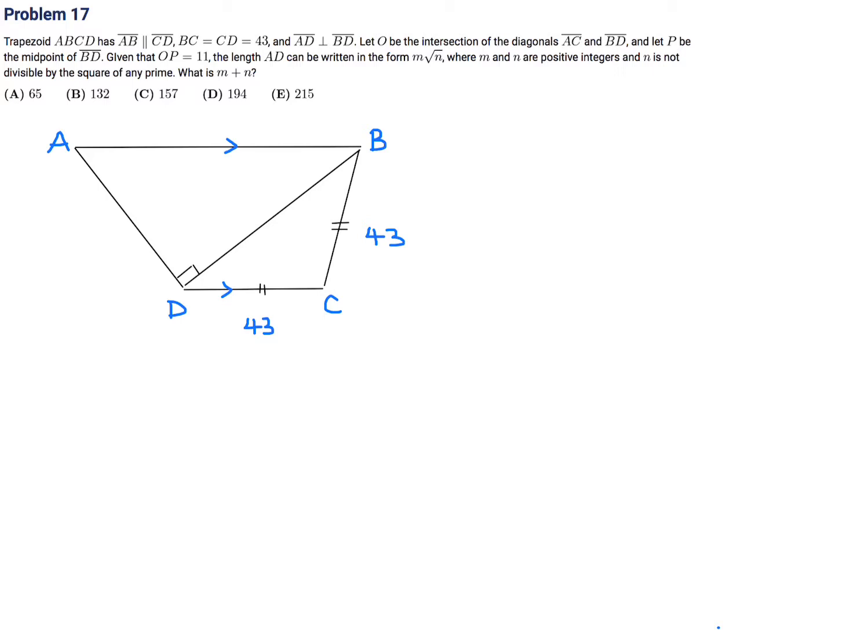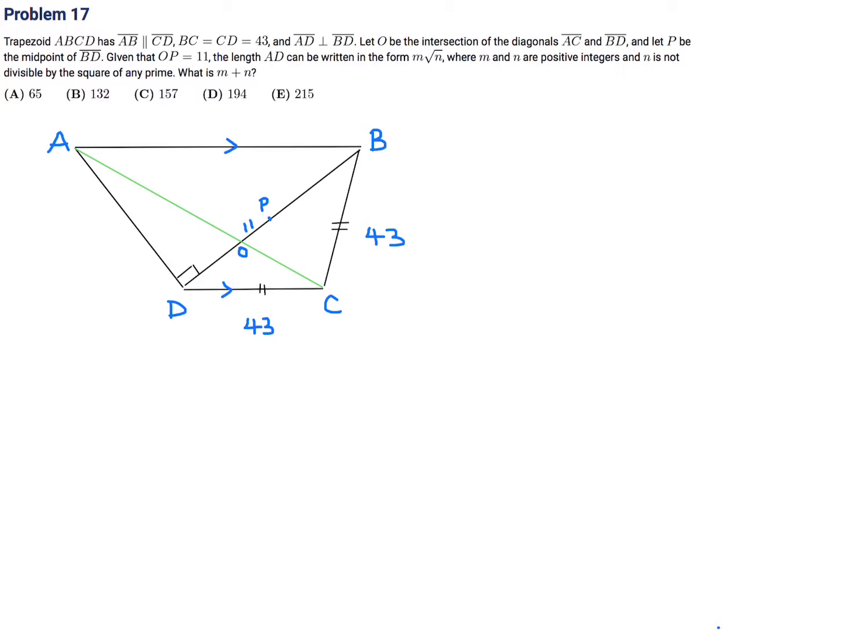And then what are they saying here? O is the intersection of AC and BD. Okay, I got to draw another line. AC to BD, that intersection they're calling O. So this is O here. And then P is the midpoint of BD. Okay, so midpoint approximately here. So that's P. And OP is 11, so that distance is 11.